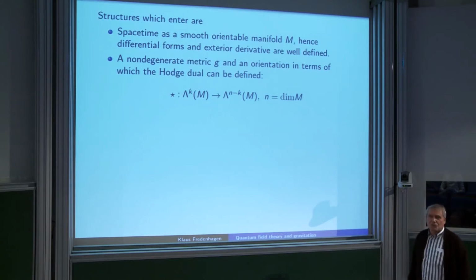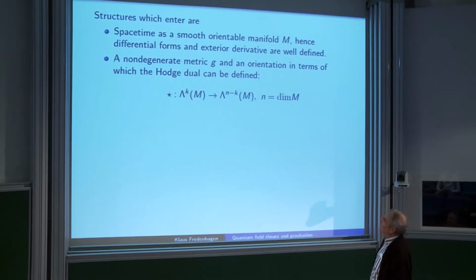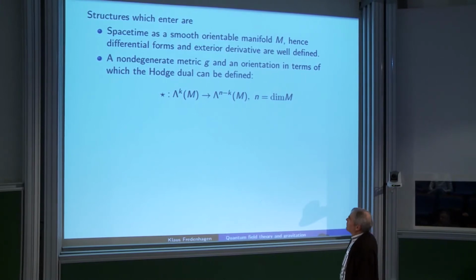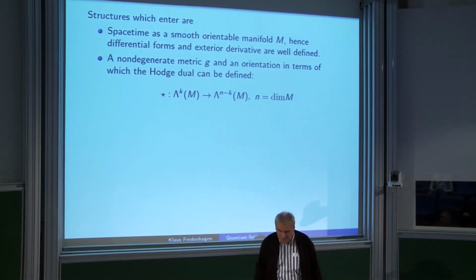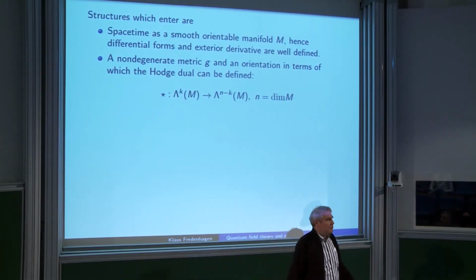So you see, you need only very few things, just that you have a differential manifold and a metric, which is then used to define the Hodge dual.